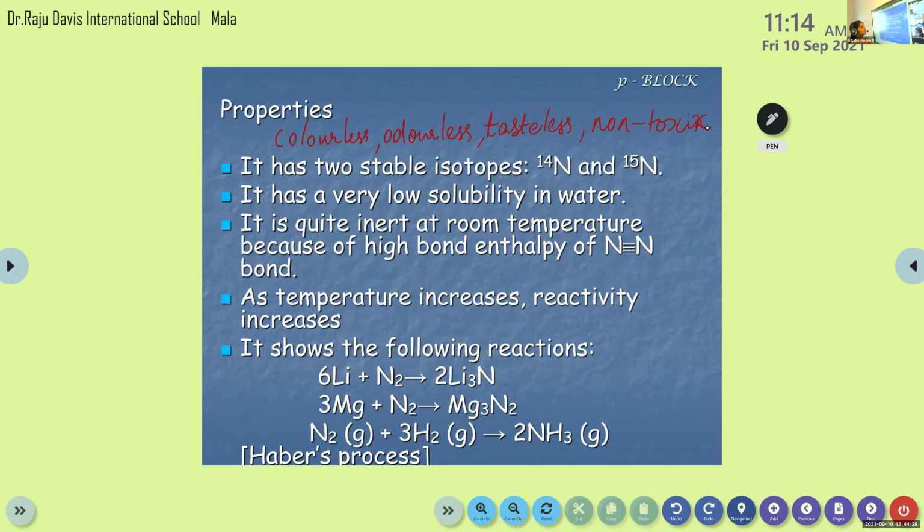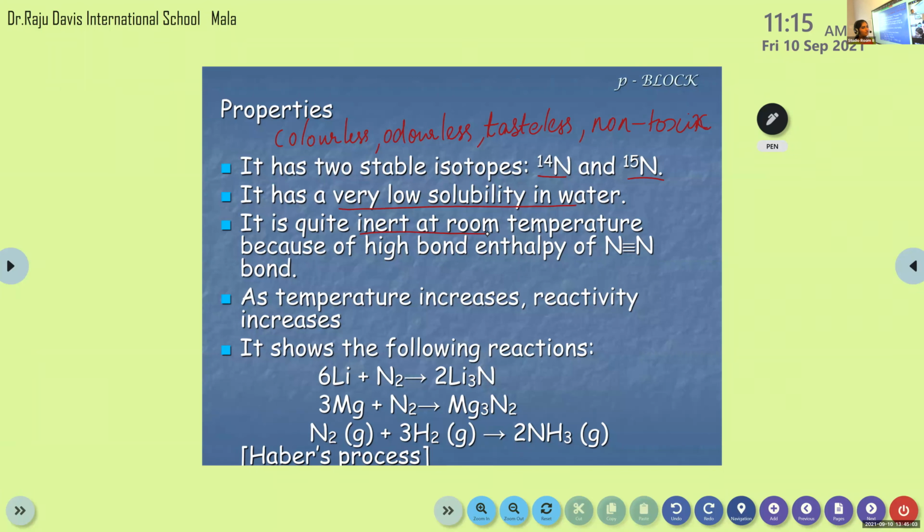You know that isotopes are elements with the same atomic number but different mass number, right? We can obtain different forms of isotopes from nature itself. The two stable isotopes of nitrogen are nitrogen-14 and nitrogen-15, with mass numbers 14 and 15, and the atomic number remains the same, 7. It has a very low solubility in water, and it is quite inert at room temperature.